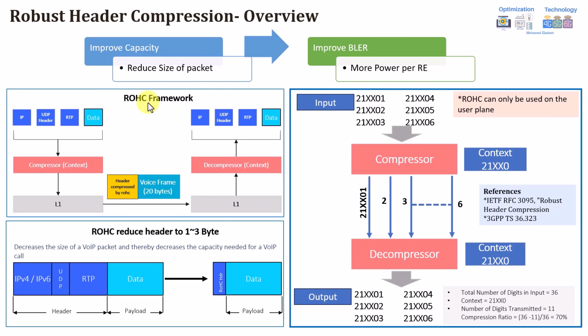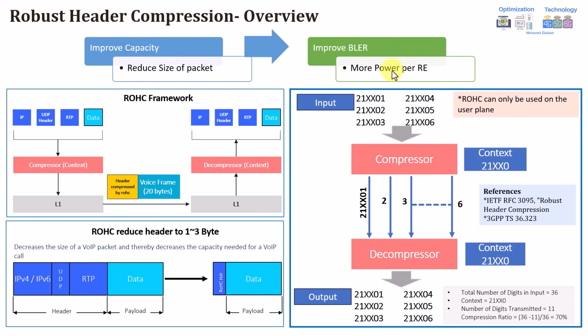Okay, as you can recall, robust header compression in general, as stated by the name, just does header compression. So the main advantage of this feature is to reduce the packet size in general. And if you reduce the packet size, you will be able to improve your uplink performance or block error rate. For example, assume you're using 20 resource blocks on uplink allocation, but after the packet size reduction, you only need to use 10 resource blocks instead of 20. So you will have even more power per resource element.